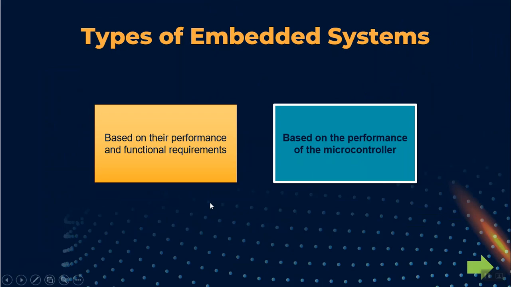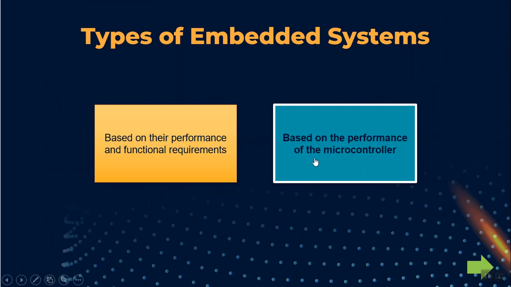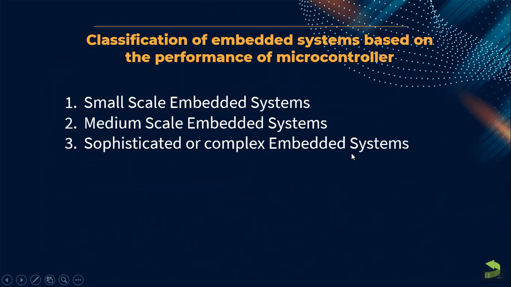Okay, so let's go back to our selection of types of embedded systems. The next one is based on the performance of the microcontroller. In the classification of embedded systems based on the performance of the microcontroller, we have three: the small scale embedded system, the medium scale embedded systems, and the sophisticated, or in some other resources the complex embedded system. Okay, so let's start with the small scale embedded systems.